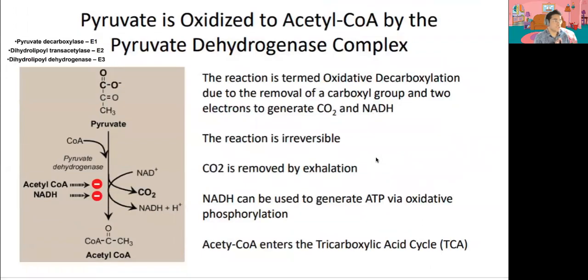Pyruvate is oxidized into acetyl-CoA, and eventually goes into the TCA cycle. But pyruvate dehydrogenase is a complex. Whenever they say the word complex, it's telling you that the enzyme isn't just one enzyme. It is a series of different enzymes or proteins working in tandem to do a multitude of different functions. Remember, pyruvate dehydrogenase is tightly regulated because it's an irreversible reaction, so your body has to be very careful and diligent when dealing with it.